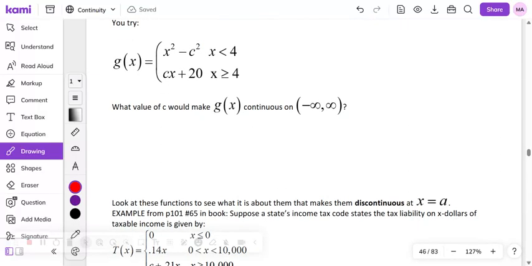I know I went through that quickly, but I'd like for you to pause the video and see what you can do. I want you to try to find what value of c would make this piecewise function continuous, noticing that the break is at 4. So go ahead and pause this video, see what you can do.